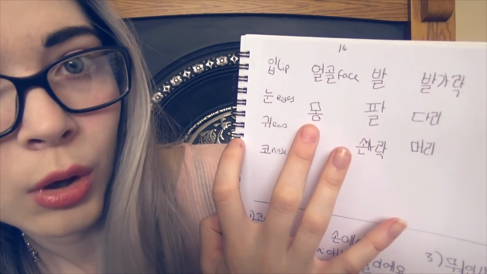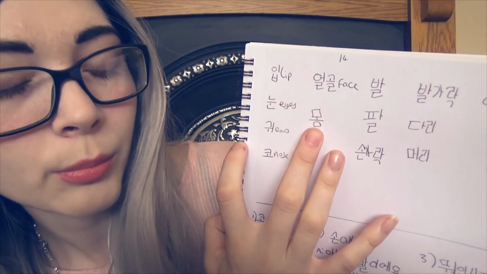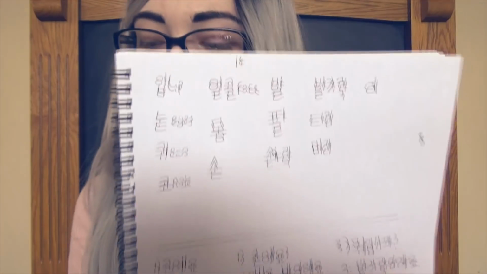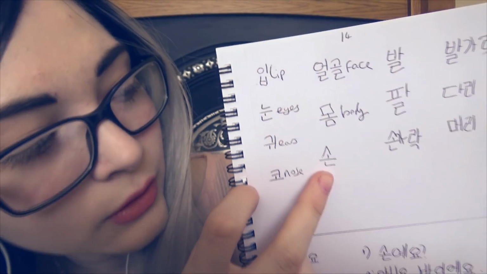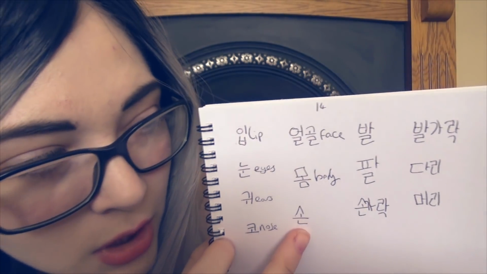Then we have mom. Now mom means your body as a whole. Strange for English people, but mom is your whole body. Next up is son. Son means your hand. So I'll write the word hand next to son.